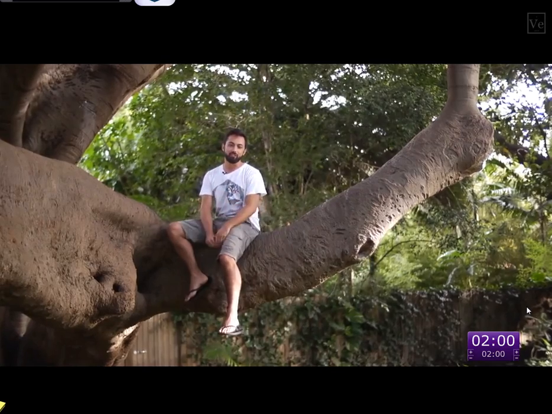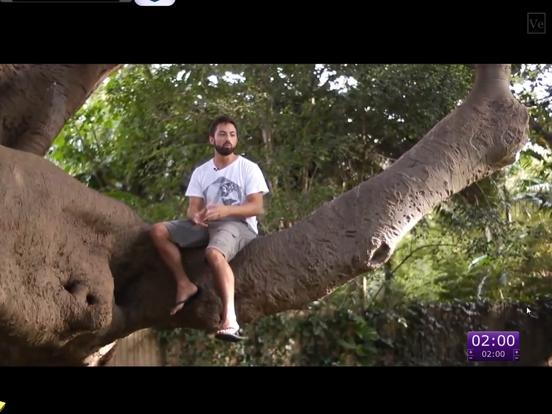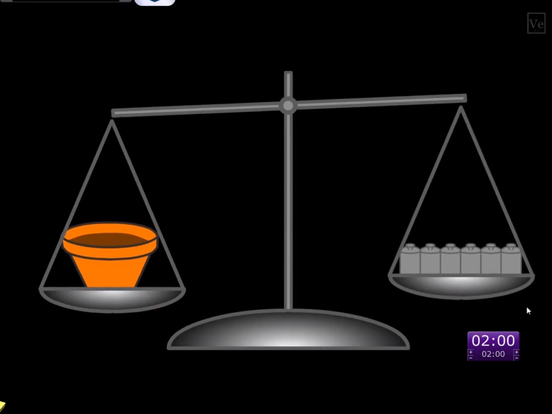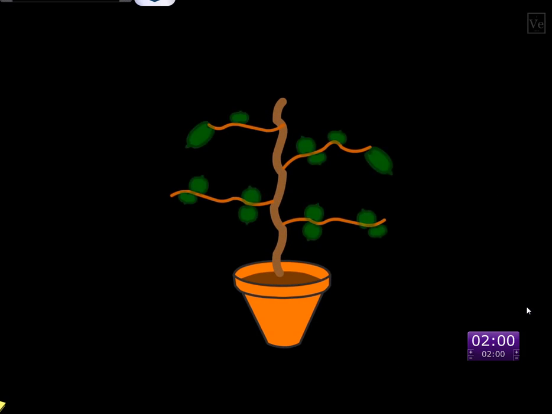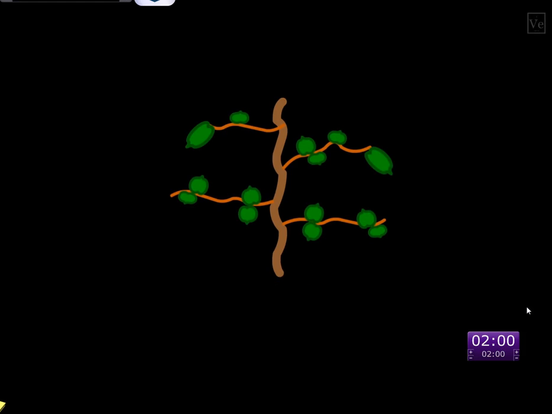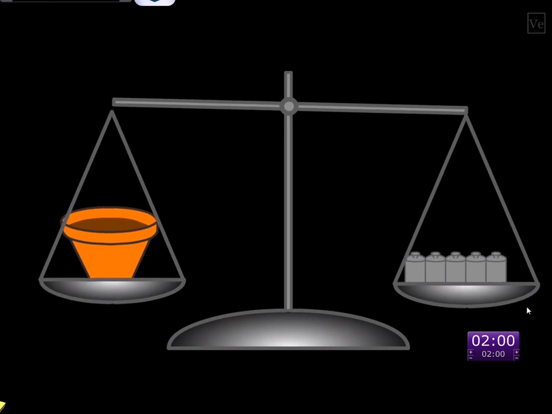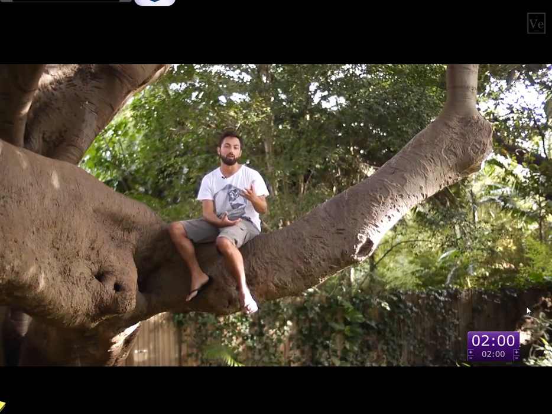In the early 1600s, a scientist named Johann Baptista van Helmont tried to figure out where the mass of a tree was coming from. So he got a pot of soil and very carefully measured the amount of soil in there. Then he planted the tree and took care of it for 5 years, making sure that no soil left or was added to his pot. And at the end of this experiment, he weighed the tree to find that it was 72 kilograms, but the mass of soil had only decreased by about 60 grams. This was pretty strong evidence that the mass of the tree does not come from the soil.